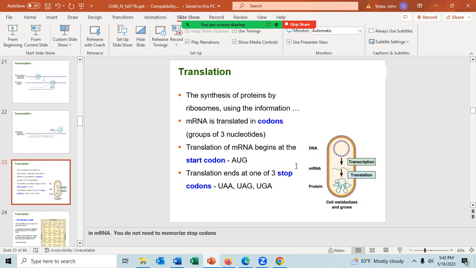So how the messenger RNA information is encoded is that each messenger RNA is translated into codons, and each codon is a group of three nucleotides. So when the ribosome is moving down the messenger RNA, it will read three of the nucleotides of the messenger RNA as a codon, and then use that codon to translate the messenger RNA into the amino acids of the protein.